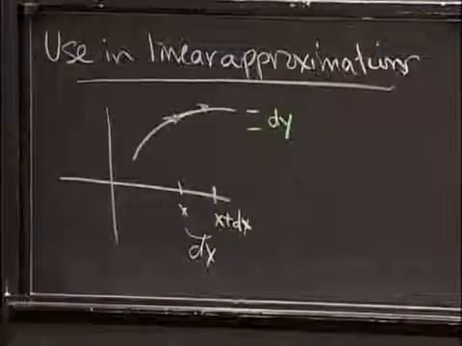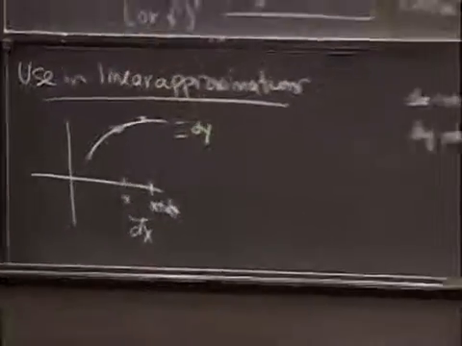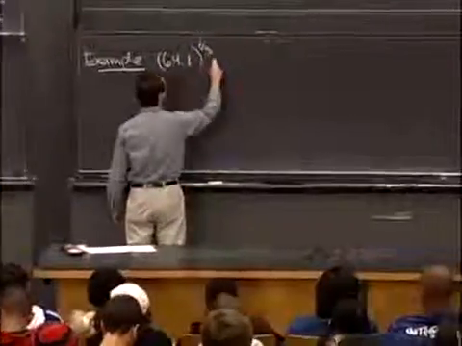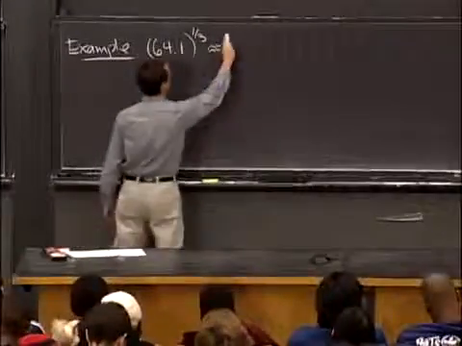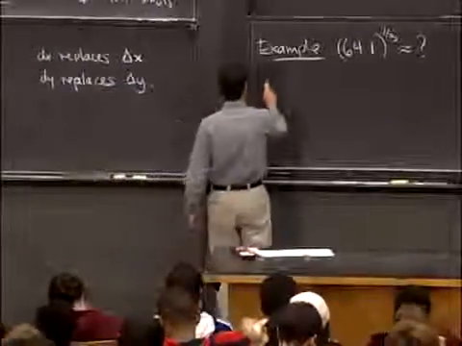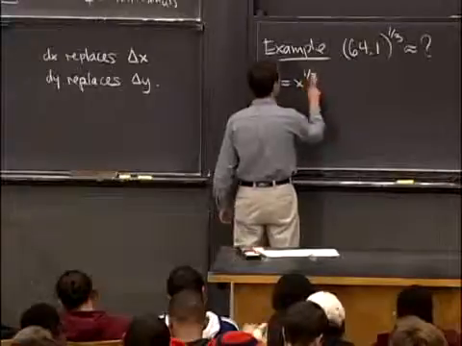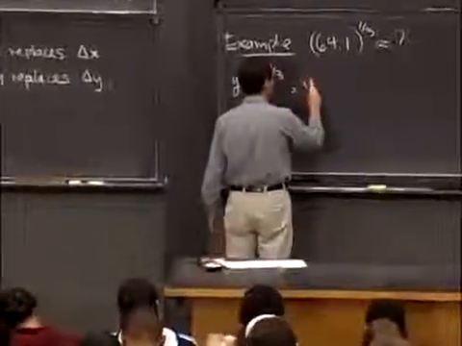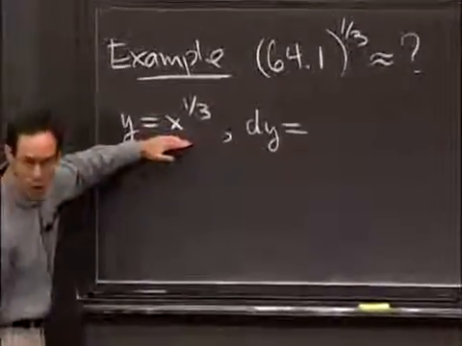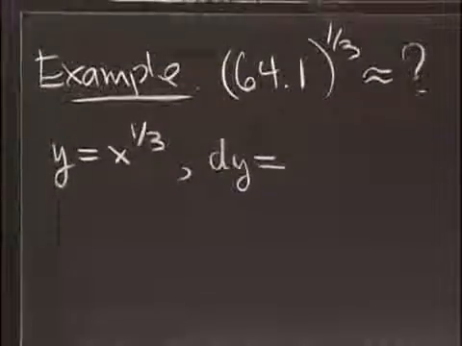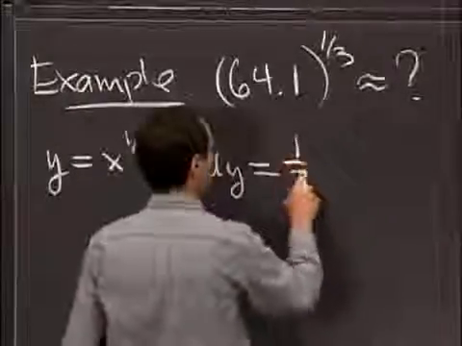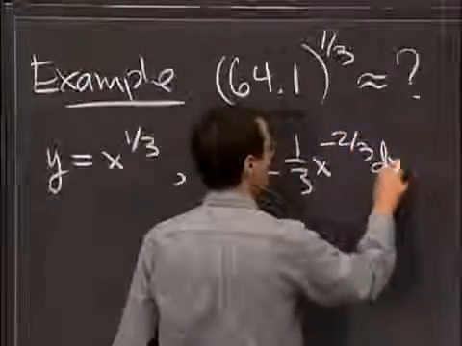So for an example of linear approximation, we'll say, what's 64.1 to the 1/3 power approximately equal to? Now I'm going to carry this out in this new notation here. The function involved is y equals x to the 1/3, and then its differential, dy. Now I want to use this rule to get you used to it, because this is what we're going to be doing all of today, differentiating or taking the differential of y. So that is going to be just the derivative, 1/3 x to the minus 2/3 dx.